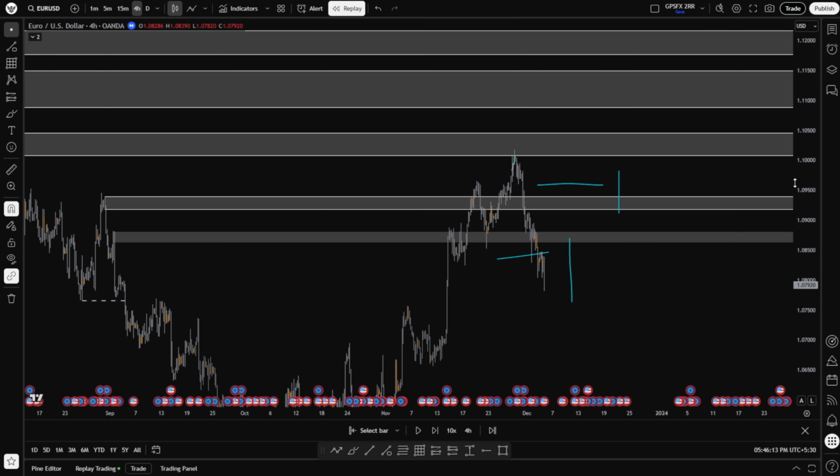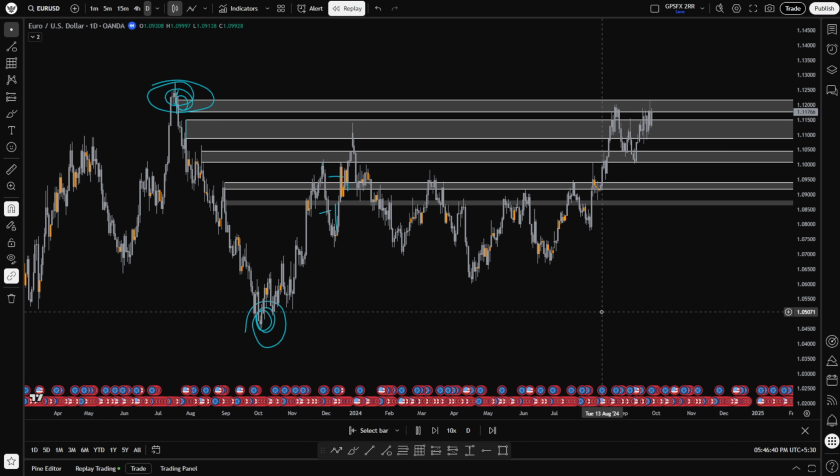Okay. All right. So we will wait till the market gives us a breakout structure right here or breakout structure right here. So let's wait and see what happens. All right. Okay.